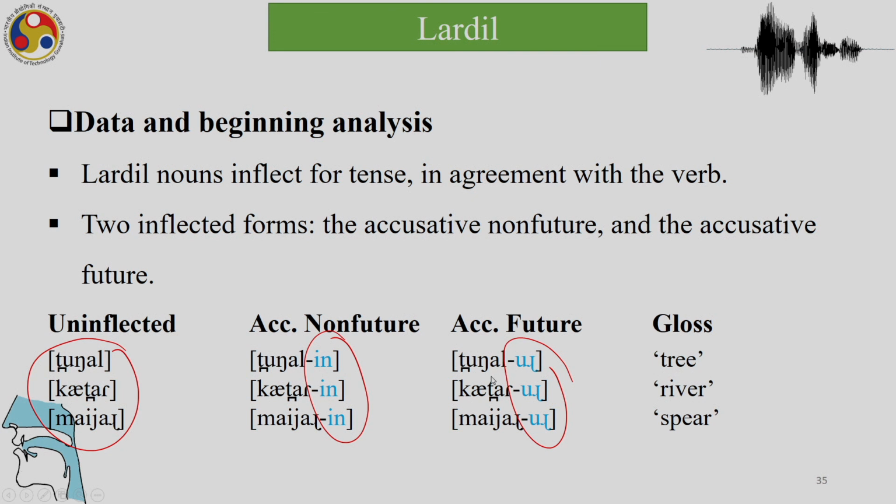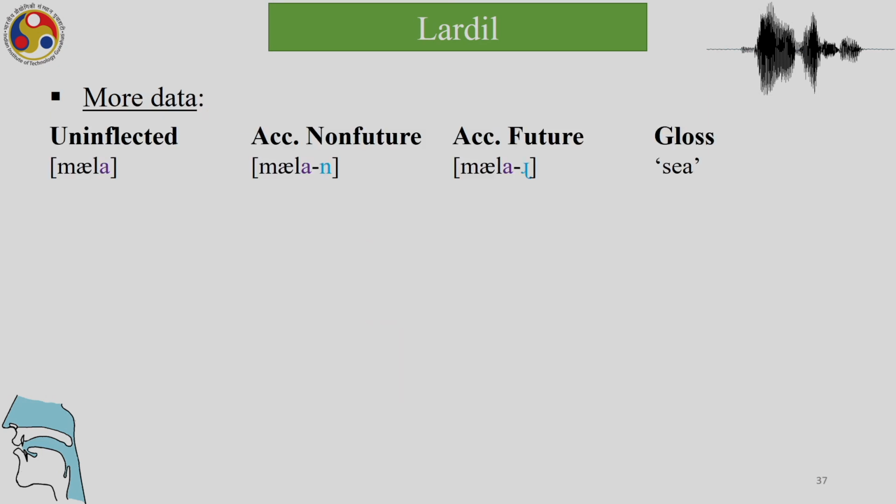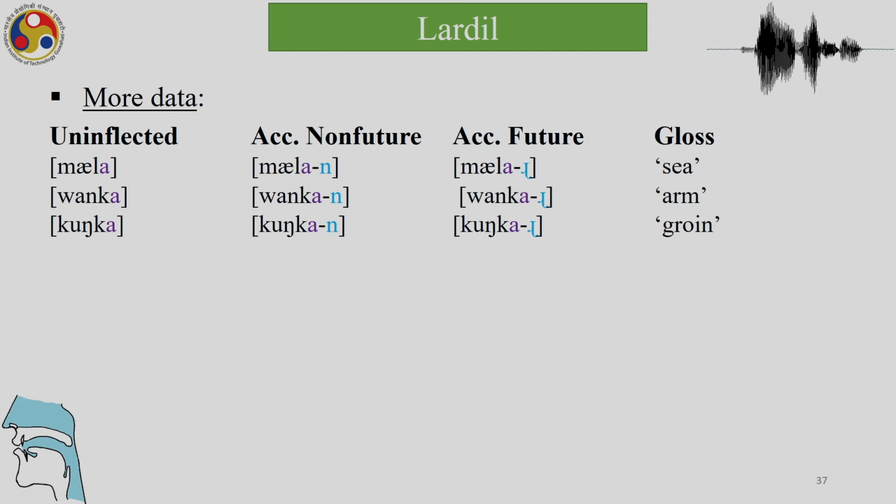Okay, so now let us see what morphological rules we have in Lardil. In Lardil, when we have noun and accusative minus future, we have this morpheme. When you have noun plus accusative plus future, we have this morpheme. Okay. Now, with that knowledge, let's move on and look at more data from Lardil.